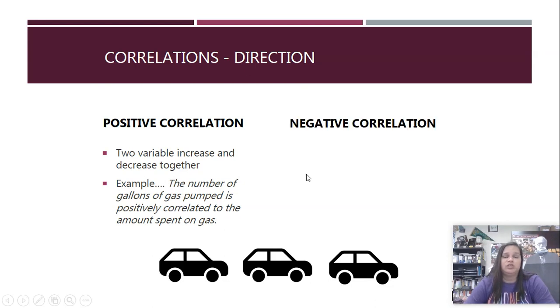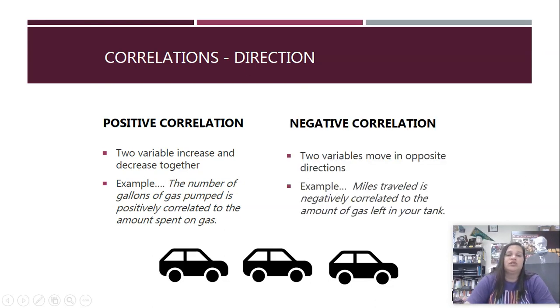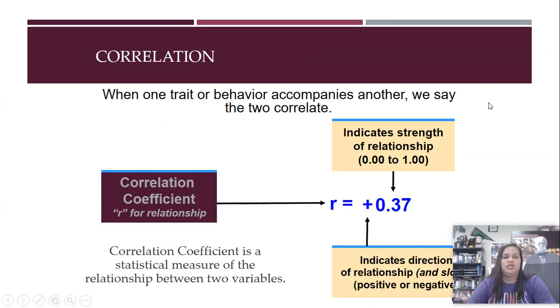That's a positive correlation. In a negative correlation, the two variables move in opposite directions. For example, miles traveled is negatively correlated to the amount of gas left in your tank. The more miles you drive, the less gas you have left. You drive fewer miles, you have more gas left. As one goes down or decreases, the other one increases. That's a negative correlation.